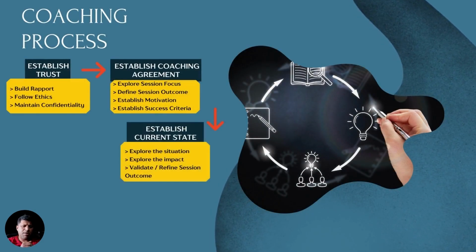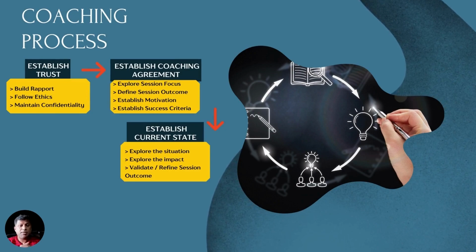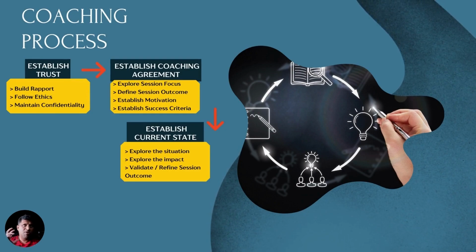And the third thing that happens is establishing the current state. So you will explore the situation after you have finalized the success criteria and established that coaching agreement we talked about. You will then come back and explore the situation further with the client. Yes, this is what you want, but can you tell me more about your current situation and how it is impacting you, right? And then validate and refine the session outcome.